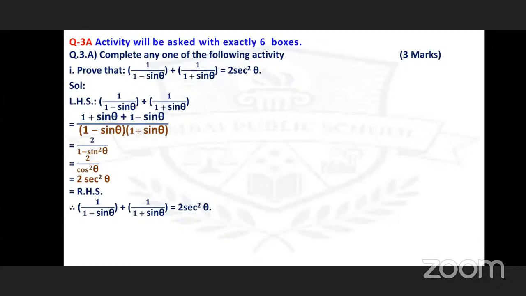So 2 as it is, and 1 by cos square theta is equal to sec square theta. So that is equal to the right hand side.